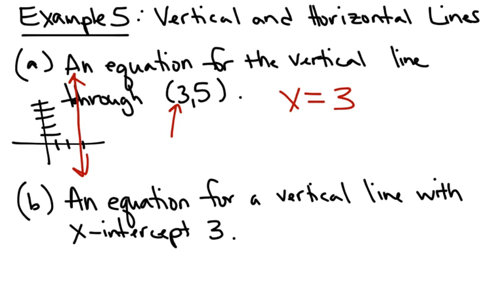This same equation we can give to you by stating an equation for a vertical line with x-intercept 3. Well, if it passes through 3 on the x-axis, then the vertical line must have the equation x equals 3.